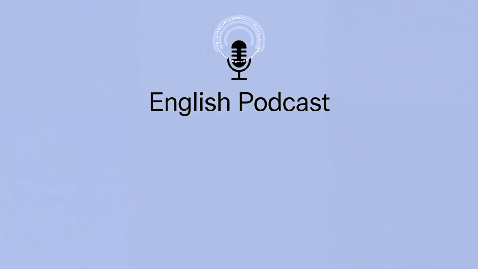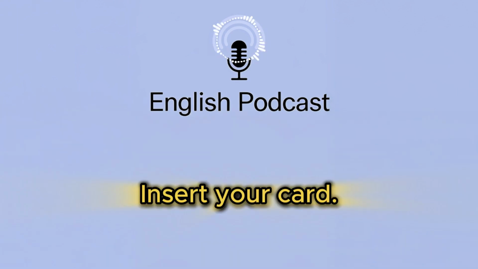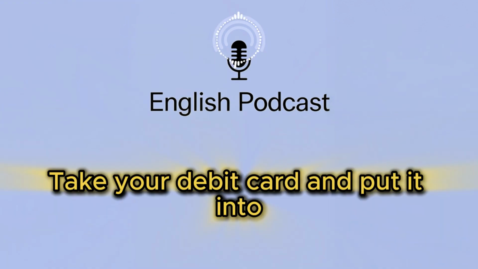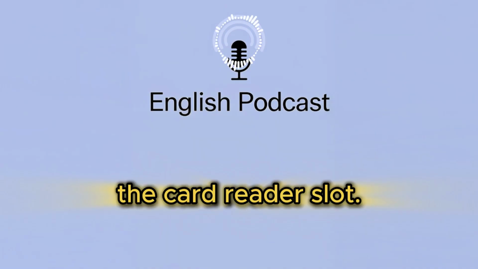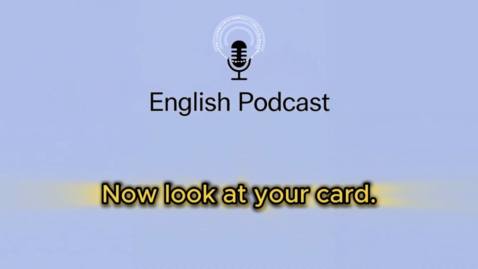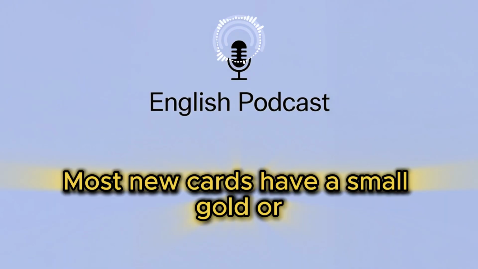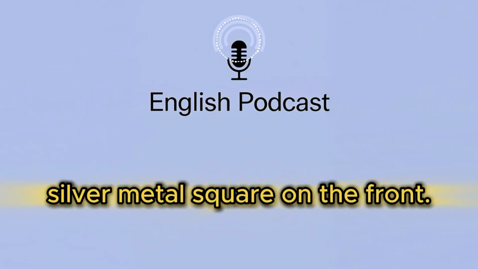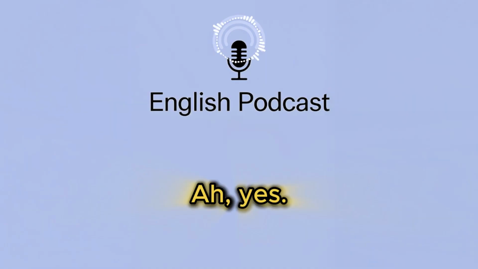Got it. Step three. Step three, insert your card. Take your debit card and put it into the card reader slot. Remember that. Yes, the card reader. Now look at your card. Most new cards have a small gold or silver metal square on the front. That's called a chip. Yes, the chip.